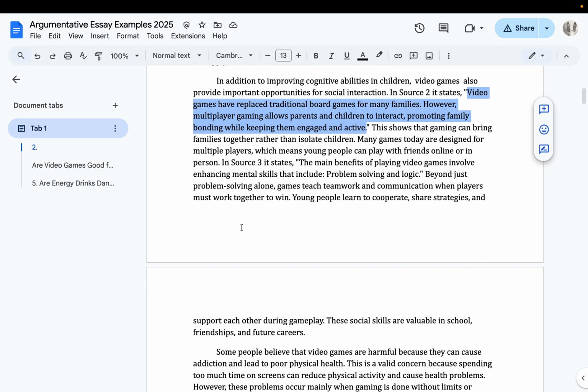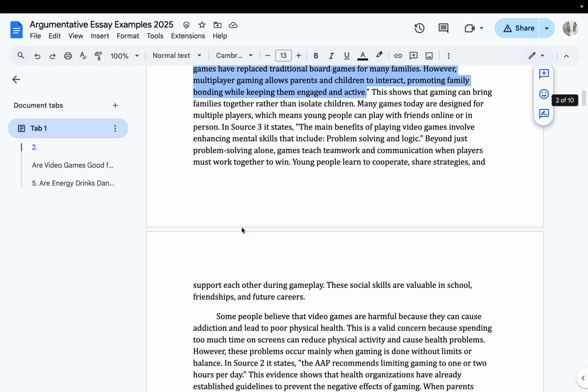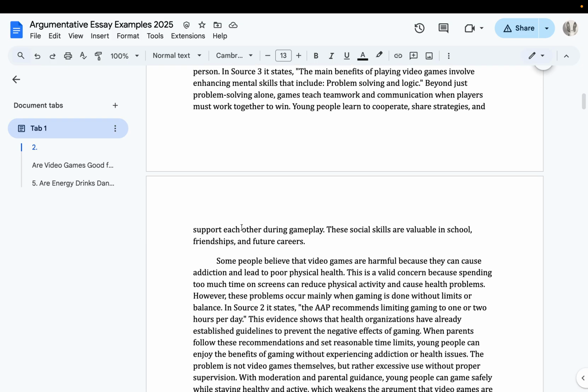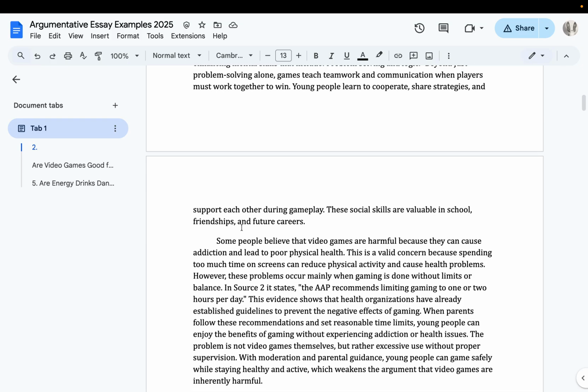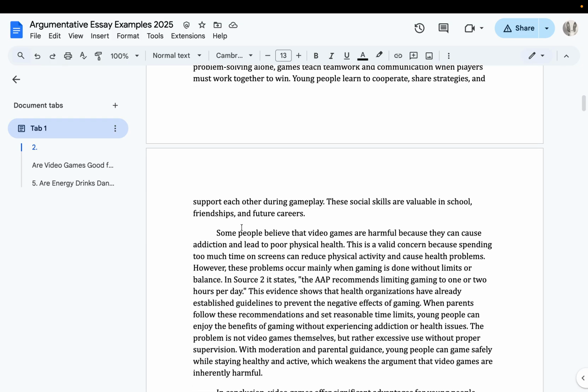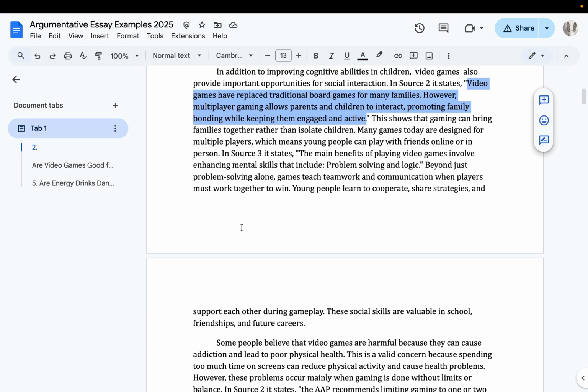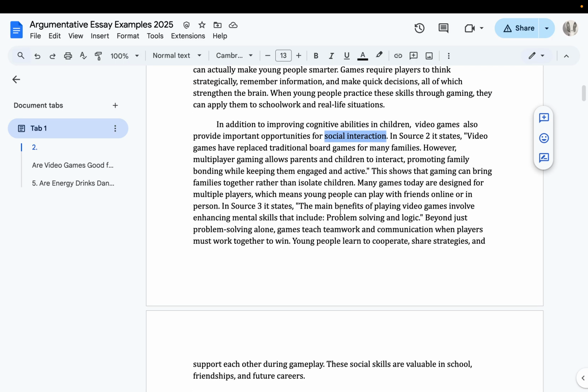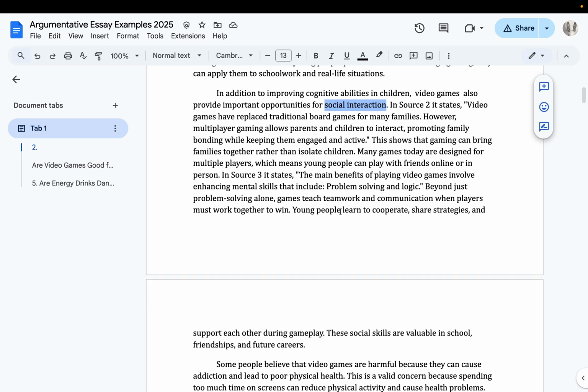Beyond just problem solving alone, games teach teamwork and communication when players must work together to win. Young people learn to cooperate, share strategies, and support each other during gameplay. These social skills are valuable in school. Okay, that makes sense. I hear this talking about social interactions, and you learn how to work with people. I think that's what they're arguing. This paragraph is weaker, I think. This paragraph is definitely weaker.